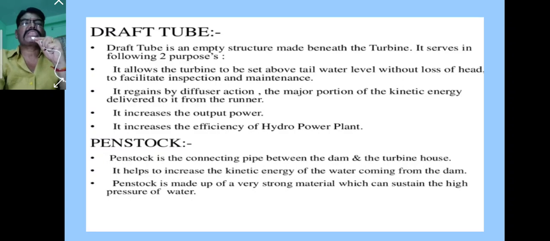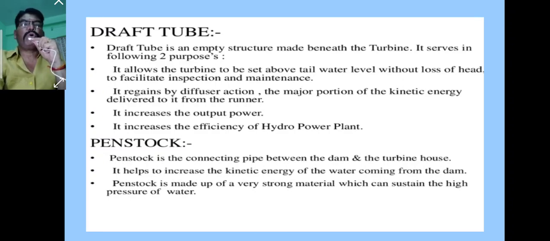The next part which is used in this system is the draft tube. It is a hollow structure made beneath the turbine. It serves purposes like: it allows the turbine to be set above the tail water level without loss of head, to facilitate inspection and maintenance. Next purpose, it regains by diffuser action the major portion of kinetic energy delivered to it from the runner. Next, to increase the output power. Next, to increase the efficiency of the hydropower plant.